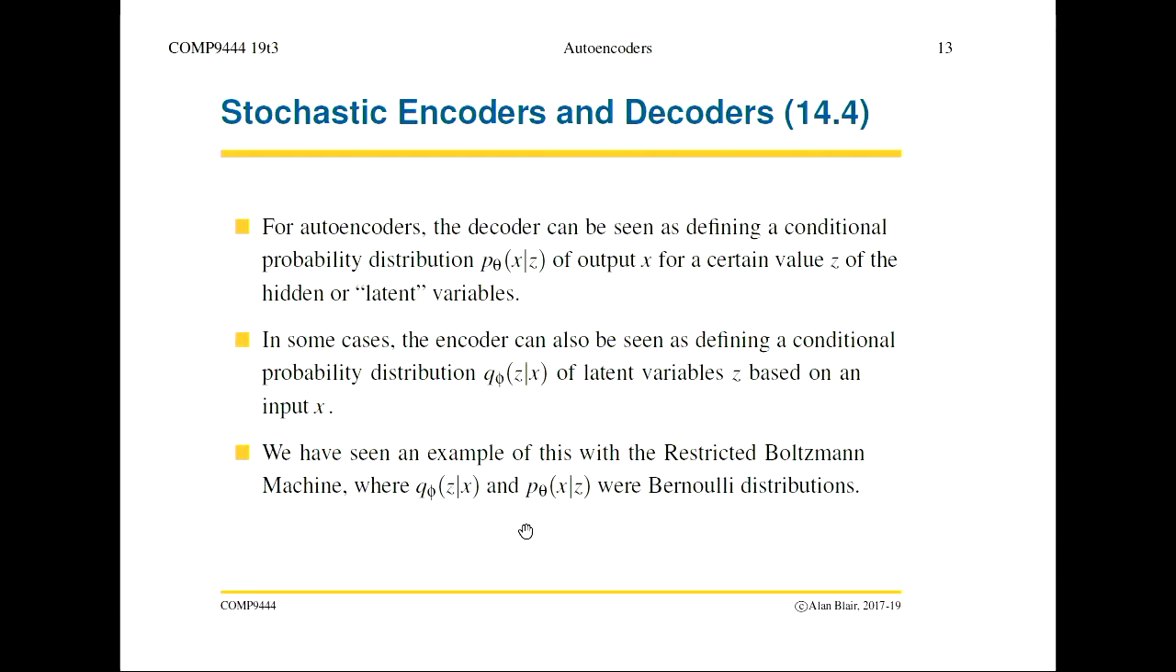Now, in the case of the restricted Boltzmann machine, it was restricted because these weights are symmetric, so the same weights are determining both of these conditional probabilities. But in general, with encoders and decoders, we can have different architectures and different weights, but we still have these conditional probability distributions.